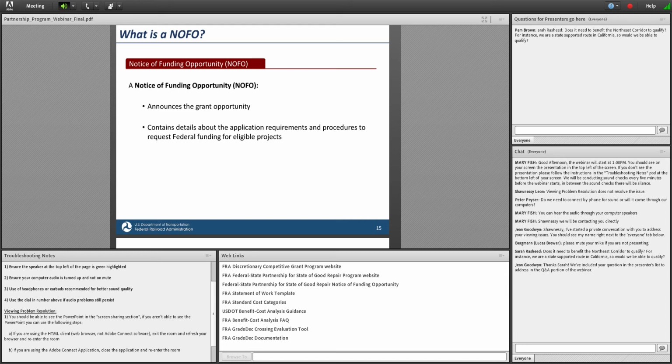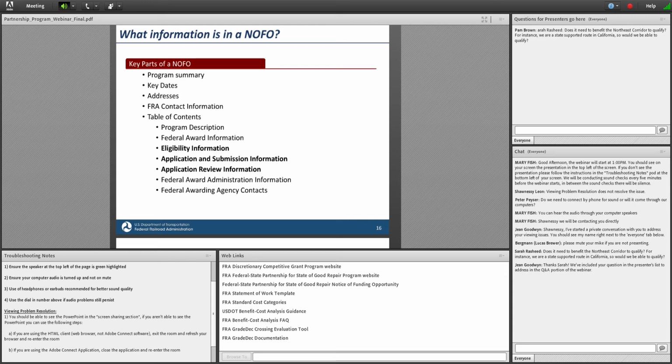What is a NOFO? We refer to that using that acronym. It's our notice of funding opportunity that announces the grant opportunity to the public, and it provides information about the grant requirements, as well as important details for you as applicants, so that you're sure to follow the requirements and procedures to request federal funding for eligible projects. It's also in our web link. You can read the NOFO if you haven't taken a look at it already.